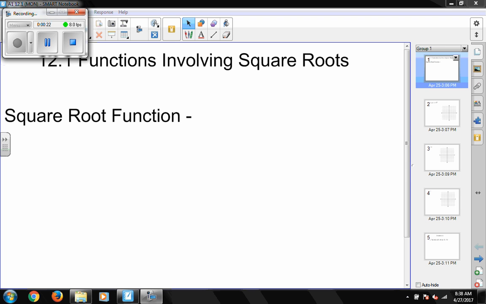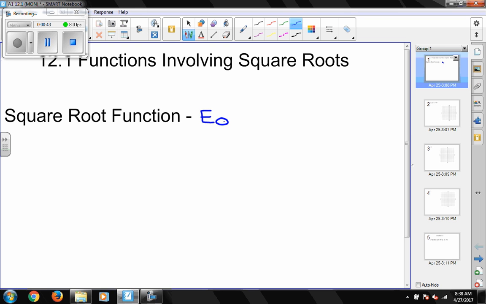First thing we want to talk about is what a square root function is. We talked about square roots in chapter 9, and so we can skip talking about what square roots are. But a square root function is defined by the equation y is equal to the square root of x.